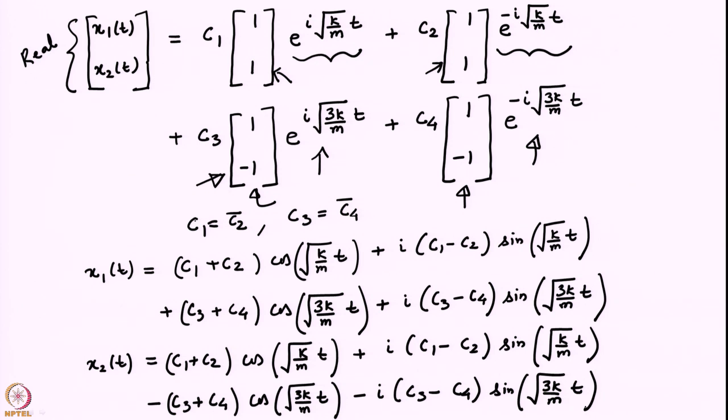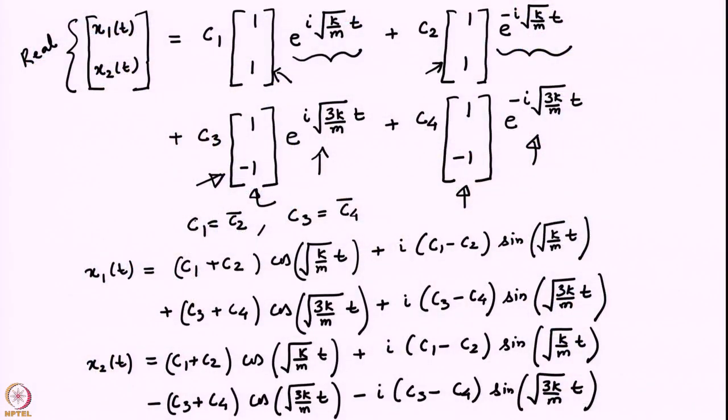These are still not completely in real notation, because there is an i sitting in these expressions. But as it will turn out, c1 plus c2 will turn out to be a real number, c3 plus c4 will also turn out to be a real number, i times c1 minus c2 will turn out to be a real number, and i times c3 minus c4 will also be a real number, making the expression for x1 and x2 completely real. So now let us do the same thing that we did earlier.